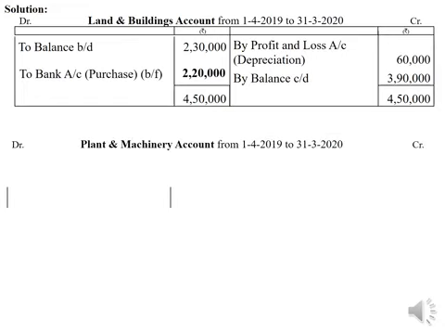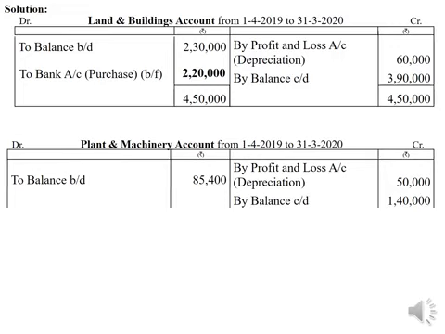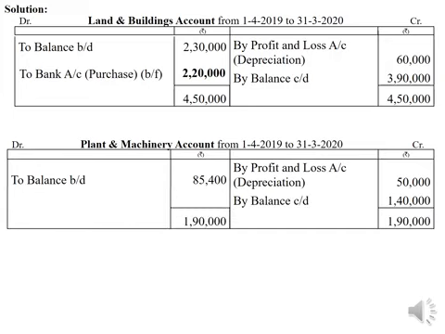Next account is plant and machinery account. Same, to balance brought down 85,400 opening balance. Then charge the depreciation rupees 50,000 and transfer it to profit and loss account. Then record the closing balance 1,40,000, balance the account 1,90,000, take it on the debit side 1,90,000, and find out the balance: 1,04,600 is the balance. Again, as there is no information about any other thing, we can assume it as purchases made during the year. So record it as to bank account, purchases, balancing figure.